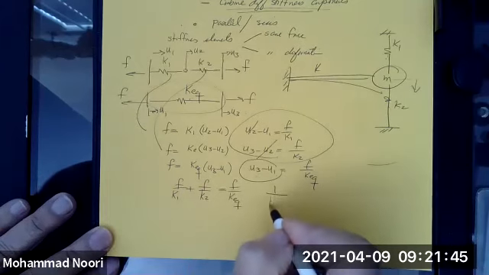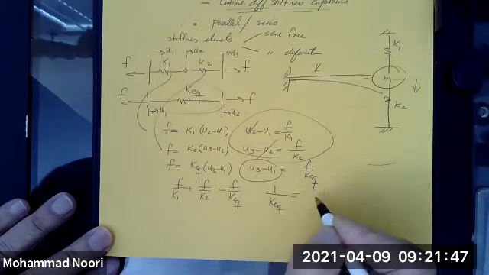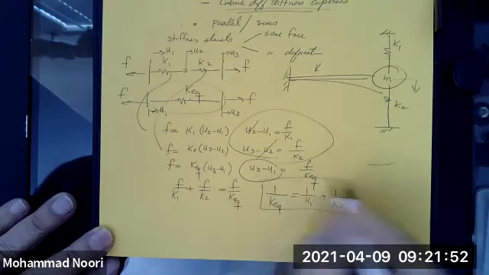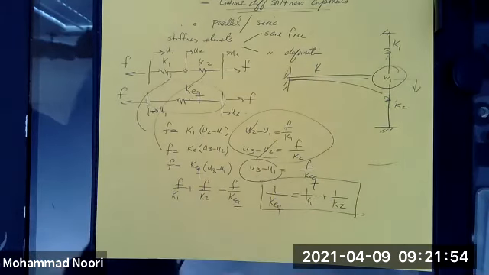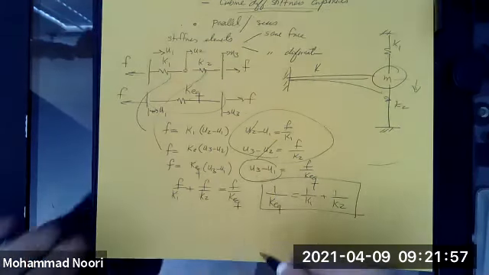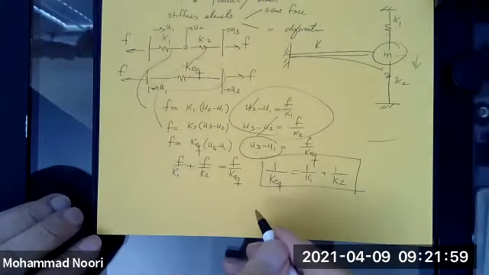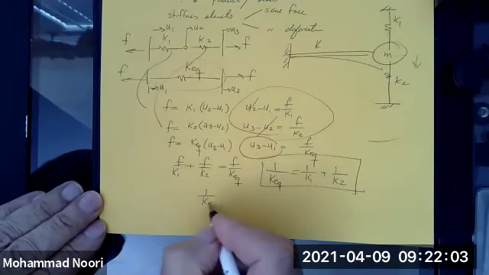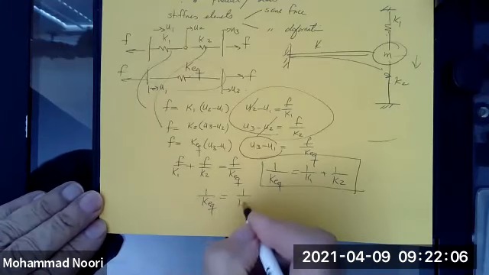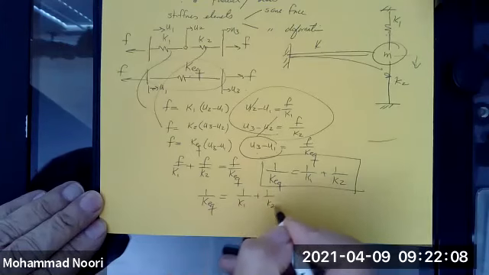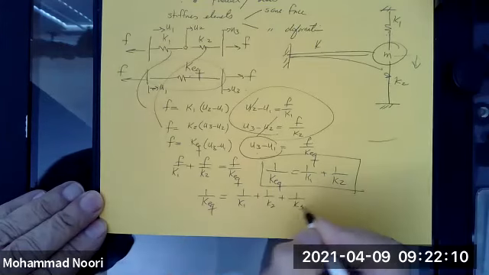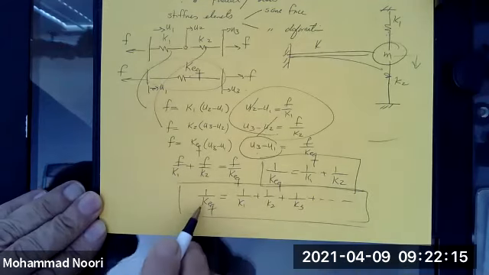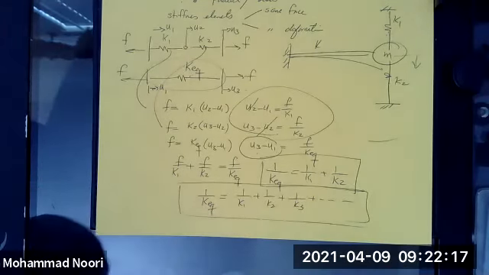From this, you get this relationship, which means if you have two springs or more, doesn't matter, n number of springs connected such that they experience the same force, you can replace them with a single spring whose stiffness can be obtained from this relationship. Okay?